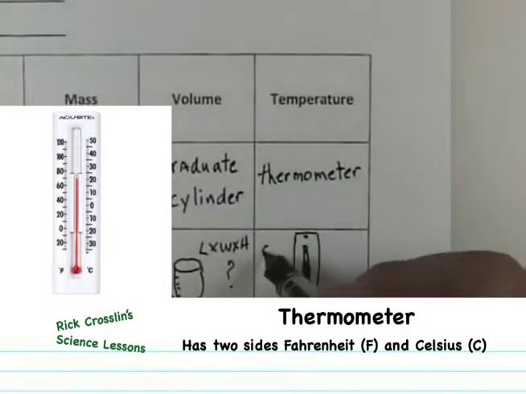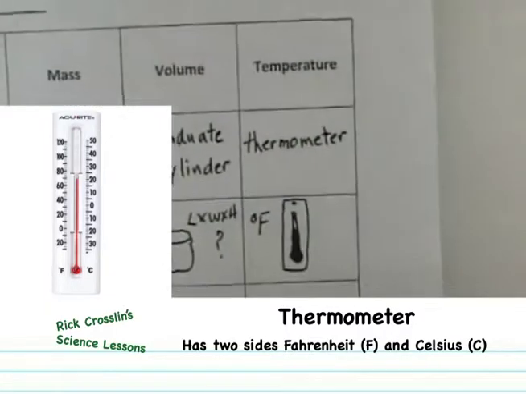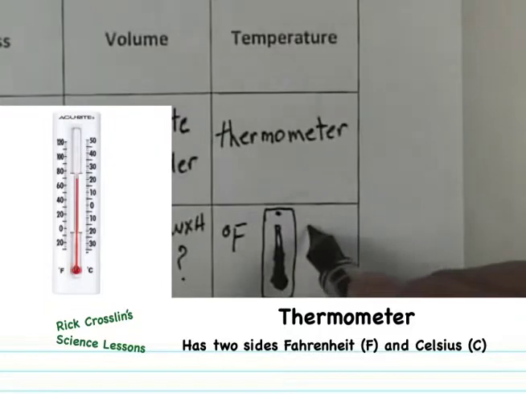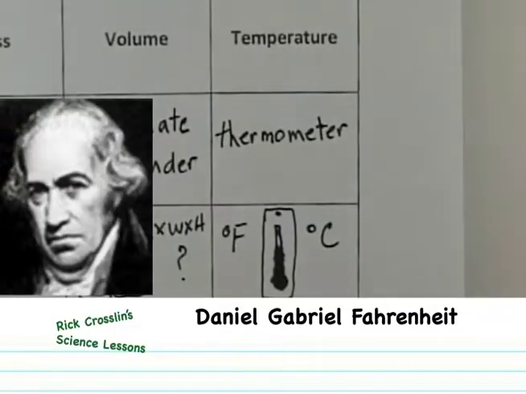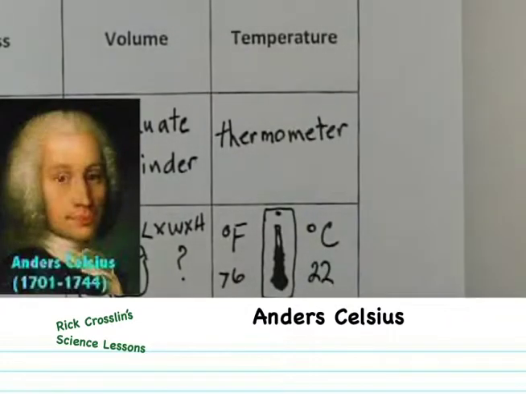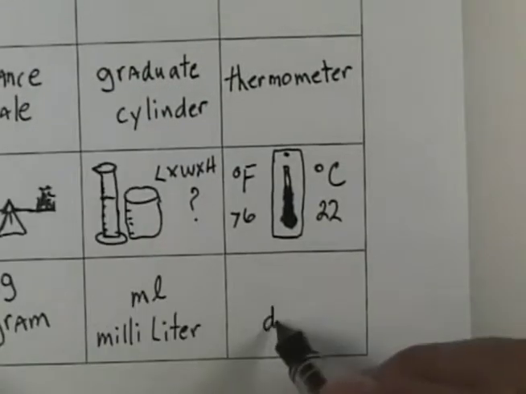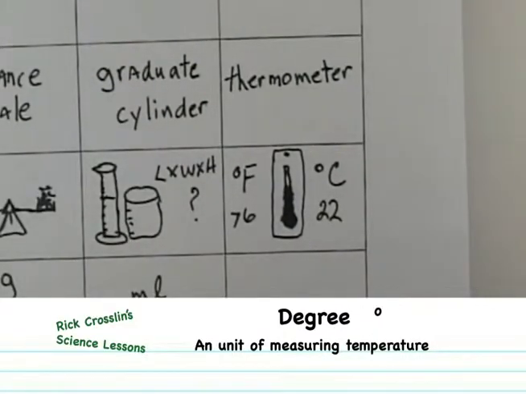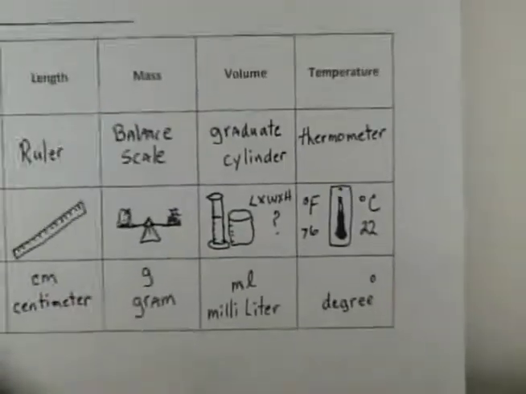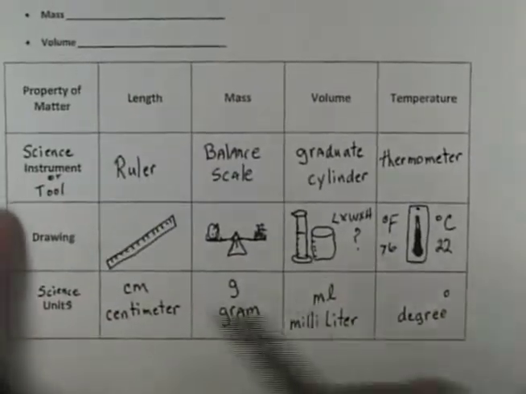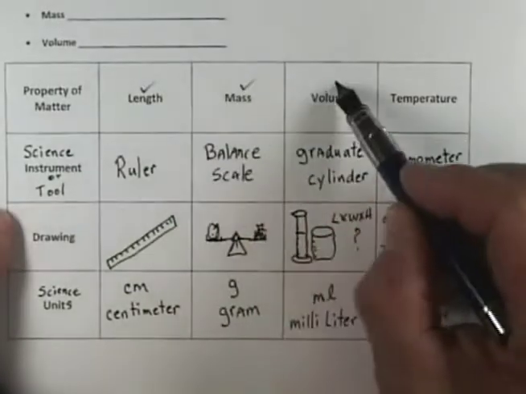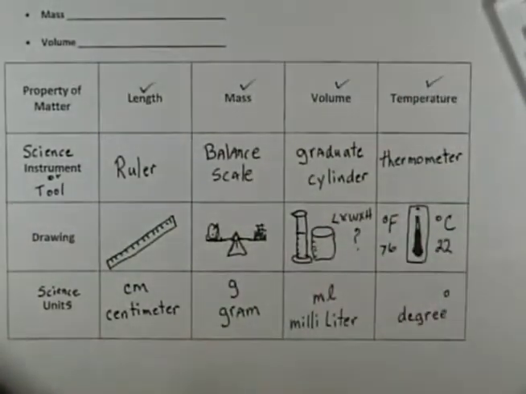One is degrees Fahrenheit and one is degrees Celsius. Like today it was 76 degrees Fahrenheit, which is about 22 degrees Celsius. You heard the word I used. The unit is a degree. A degree. Okay, with a little dot right there. So, we have found length, mass, volume, and temperature.